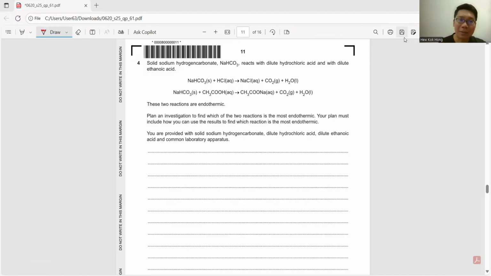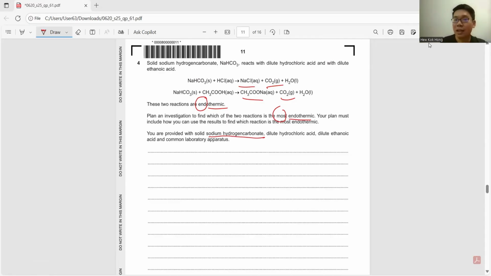Question four, planning an experiment. So here they have sodium hydrogen carbonate. They react with dilute hydrochloric acid and dilute ethanoic acid. Both will form salt, carbon dioxide, and water. And then the two reactions are endothermic, which means after the reaction, the temperature will drop. Plan an investigation to find which of the two reactions is the most endothermic. Your plan must include how you can use the result to find which reaction is the most endothermic. We can see which of the solutions gives you the lower temperature after reaction, then that one would be the most endothermic. You are provided with solid sodium hydrogen carbonate, dilute hydrochloric acid, dilute ethanoic acid, and common lab apparatus.